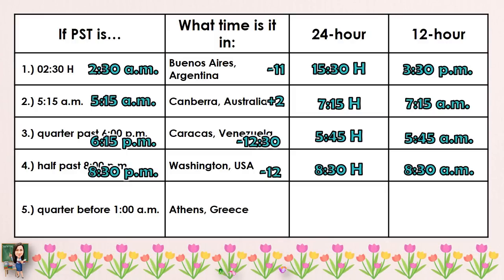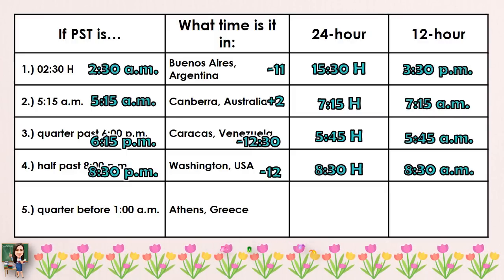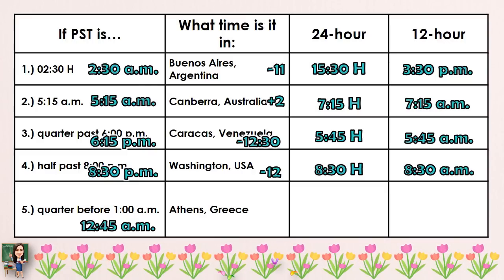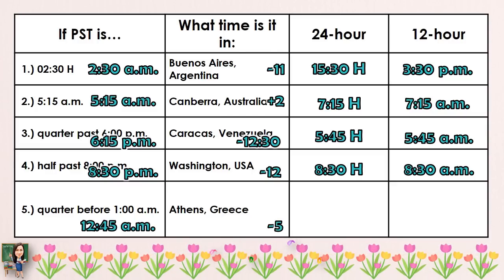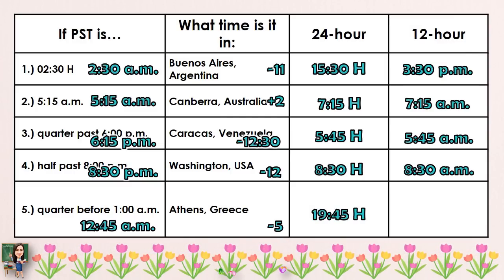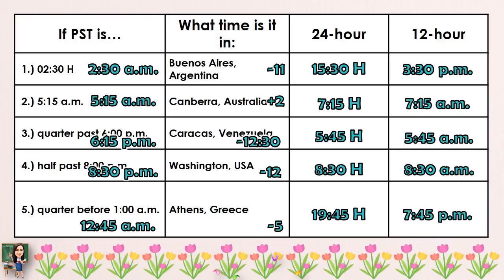And for number 5, quarter before 1 o'clock a.m. means 12:45 a.m. What time is it in Athens, Greece? It is negative 5, or behind by 5 hours. In 24-hour, it is 1945 hours. In 12-hour, it is 7:45 p.m.